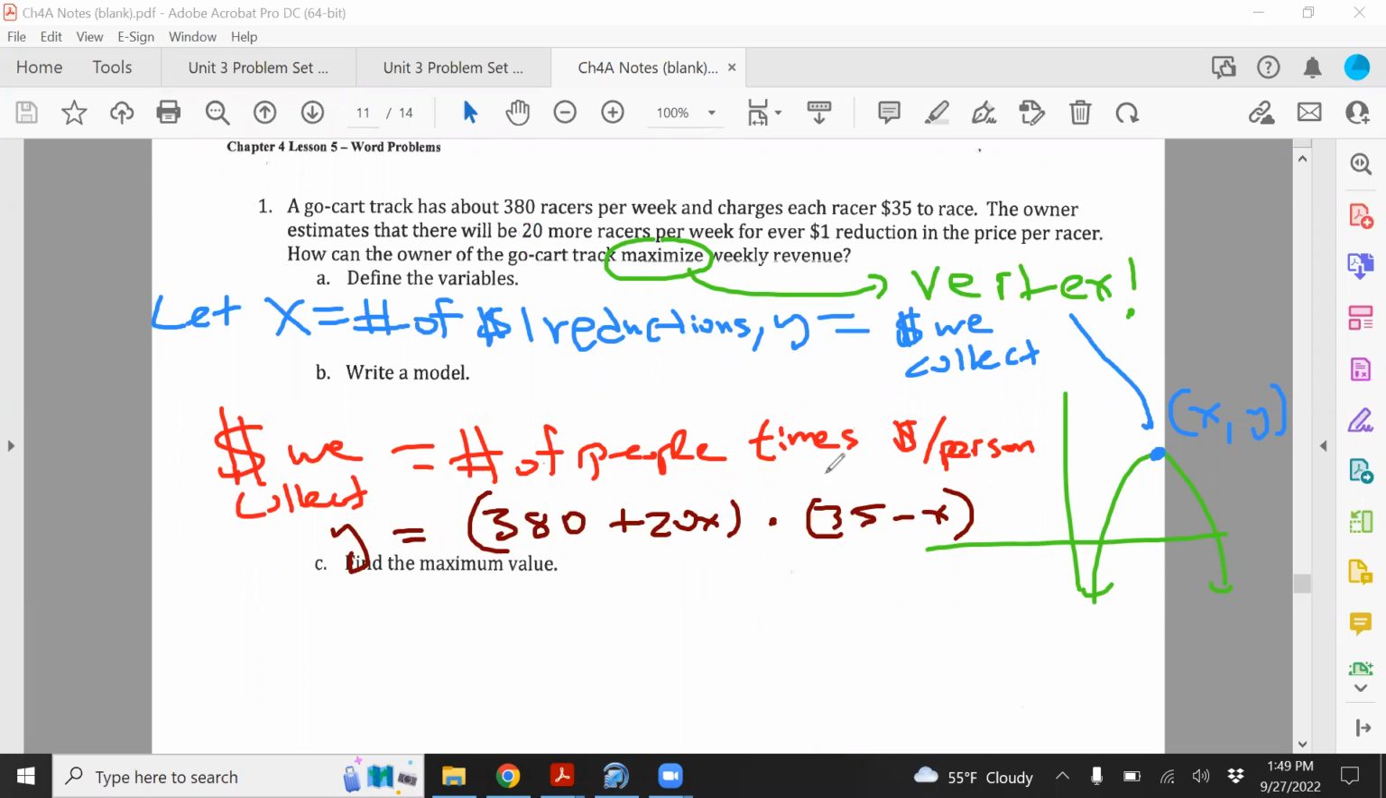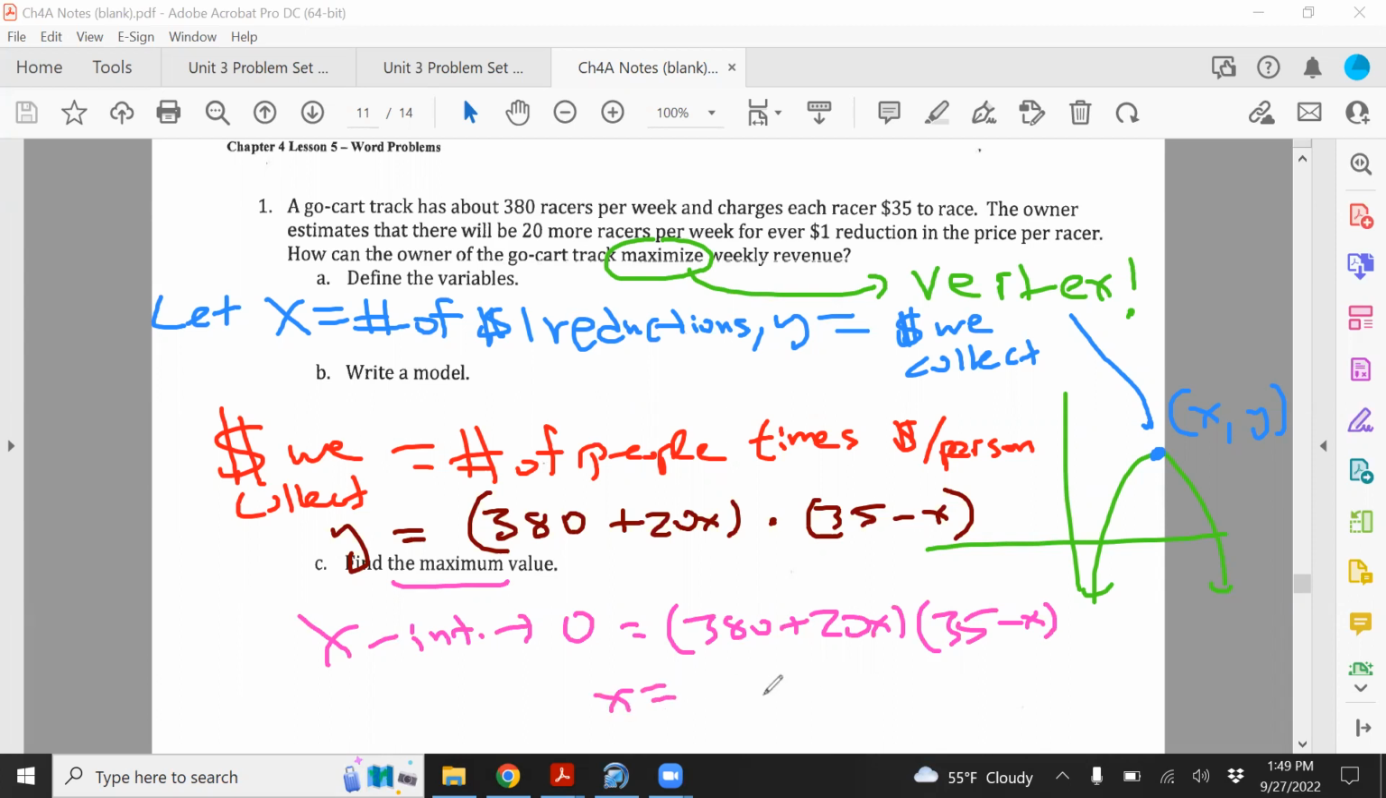All right. So at this point, I want to find the maximum value. Let's find my x-intercepts. So 0 equals 380. No, not necessary. Much easier. Find the x-intercepts. Negative 19 and 35.